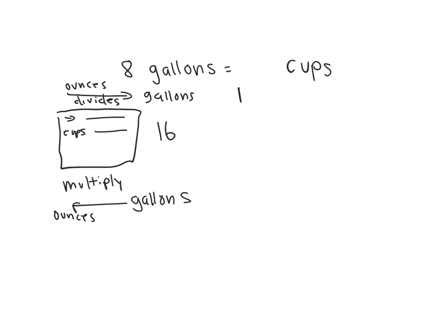So we're going to do 16 times 8. The 16 comes from how many cups are in 1 gallon, and the 8 comes from the 8 gallons. So 6 times 8 is 48. Carry the 4. 8 times 1 is 8, plus 4 is 12. So there's 128 cups in 8 gallons. Okay, pints.